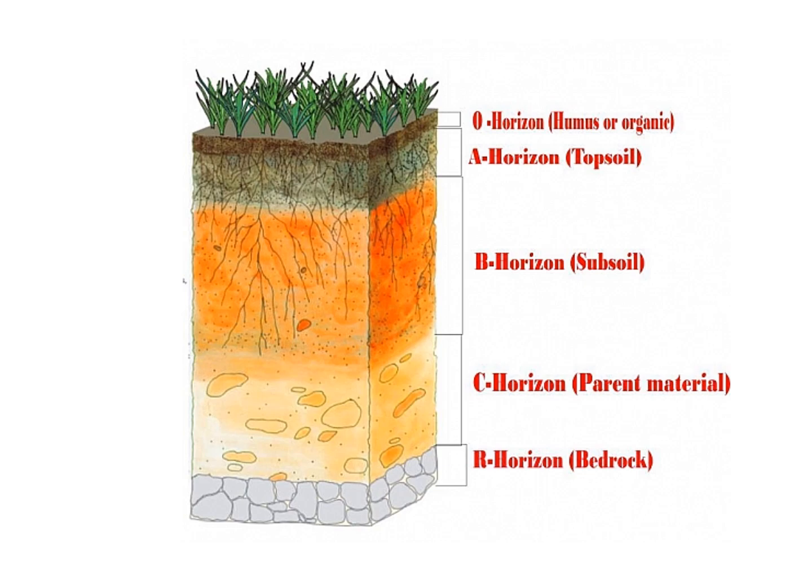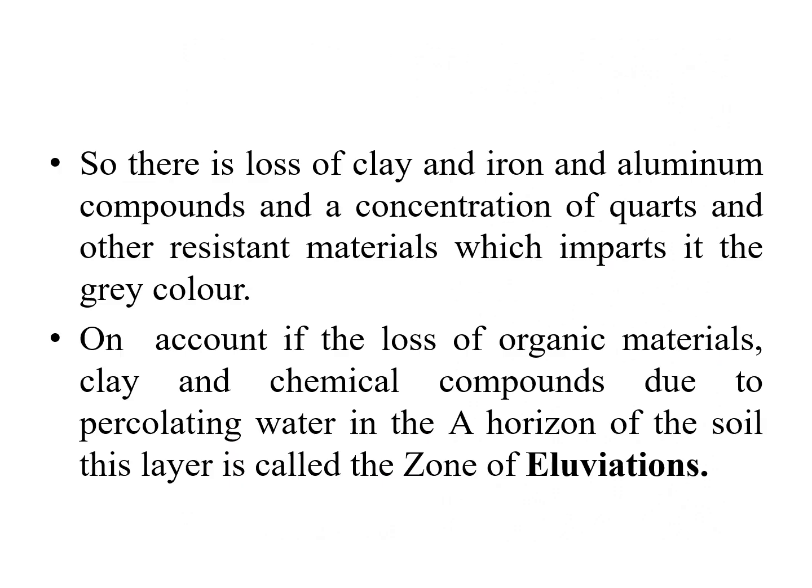Okay. So there is a loss of clay, iron and aluminum components and a concentration of quartz and other resistant material which imparts the gray color. Why the gray color? Do you remember I have shown you the peaty and boggy soil, the layers, different colors. Why are we getting gray color? Because of the presence of iron, clay and aluminum, as well as quartz. When you have this combination, we get the gray color.